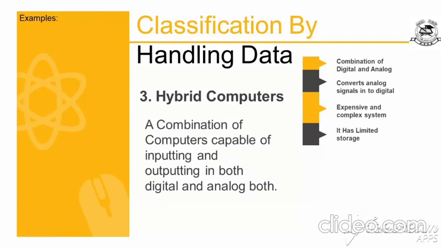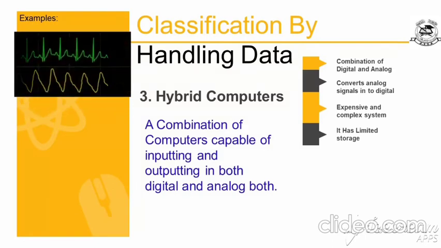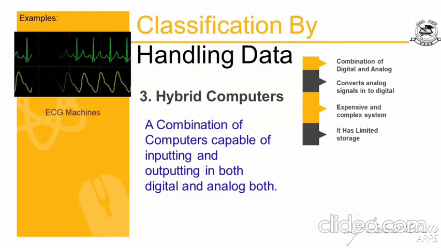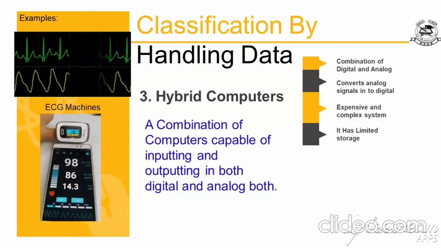The last and final type of computer in this category are the hybrid computers. It is a combination of computer capable of inputting and outputting data in digital and analog both. The common example of hybrid computers are ECG machines and oximeters.